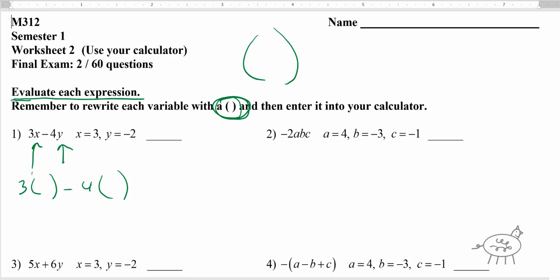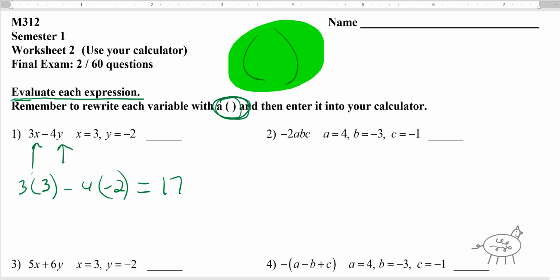And what you're going to do then is substitute that in there. So x is 3, so you're going to put a 3 here. And y is negative 2. And that's how you're going to do all these problems. Whenever you see a variable, use parentheses. I cannot stress it enough. When you see a variable, use parentheses. So you type that in your calculator just the way it is here, and if you do that, you will get 17.